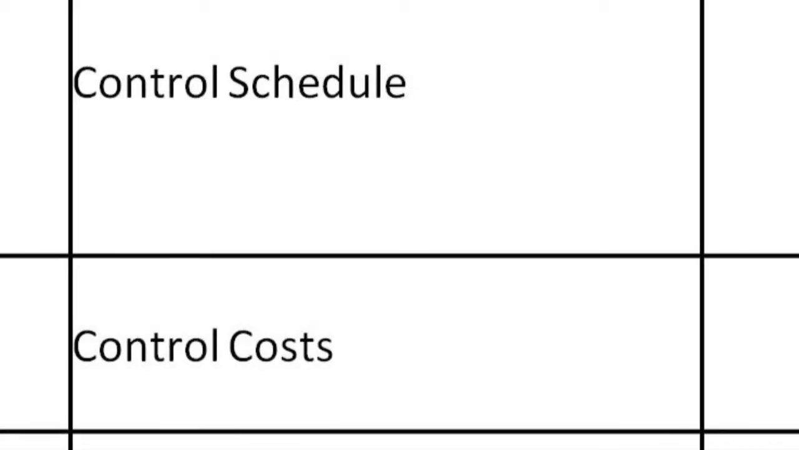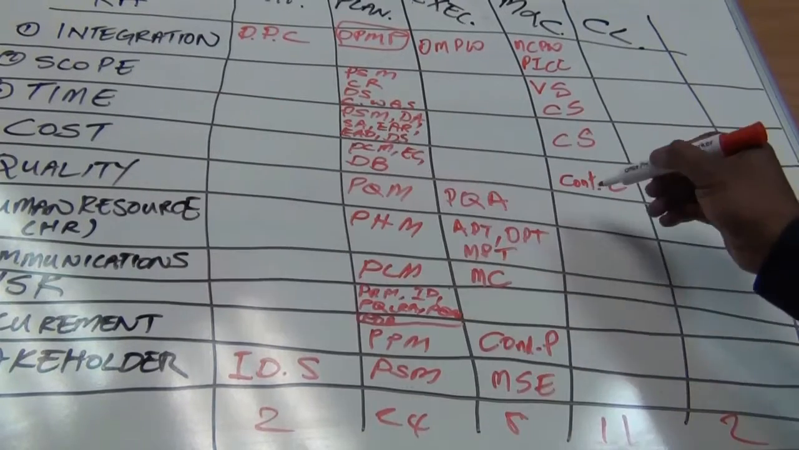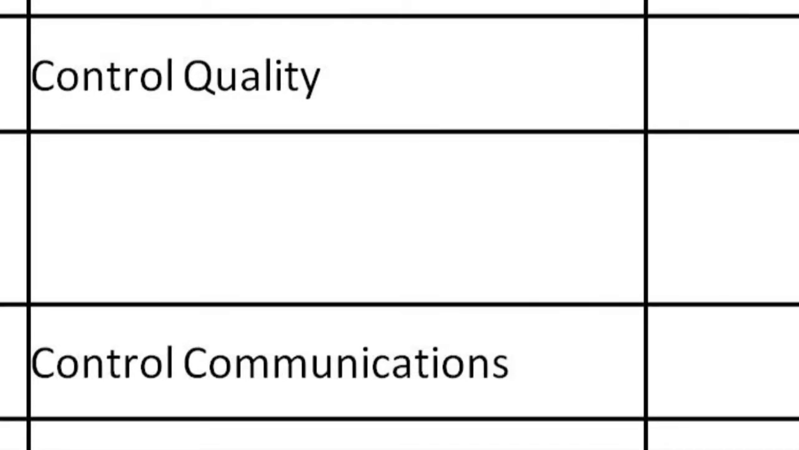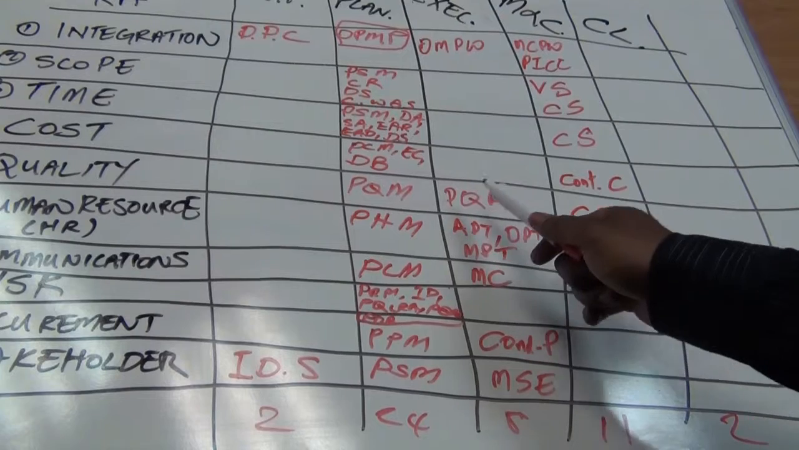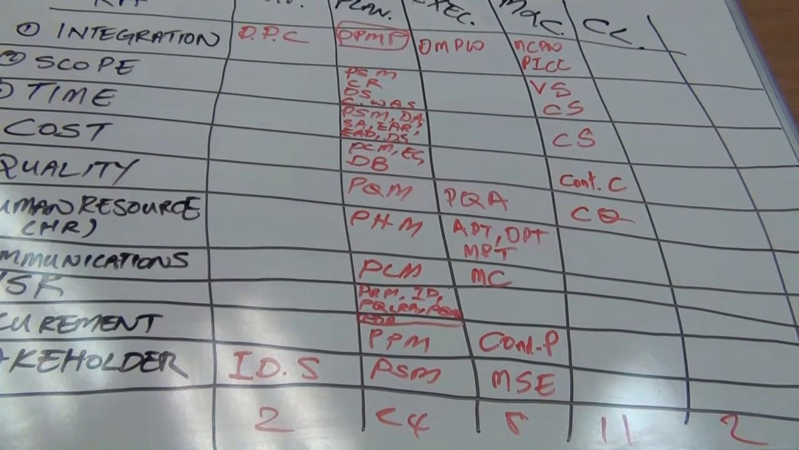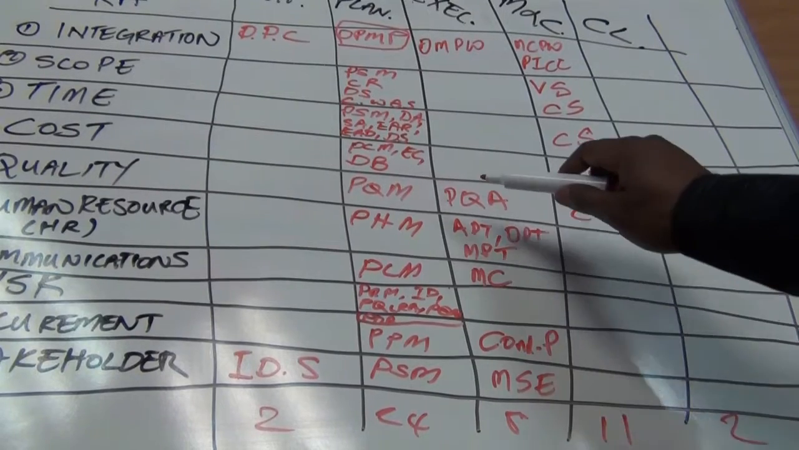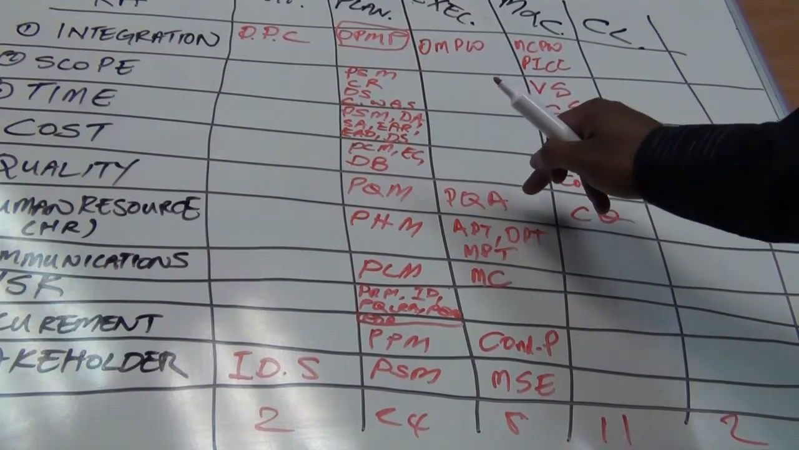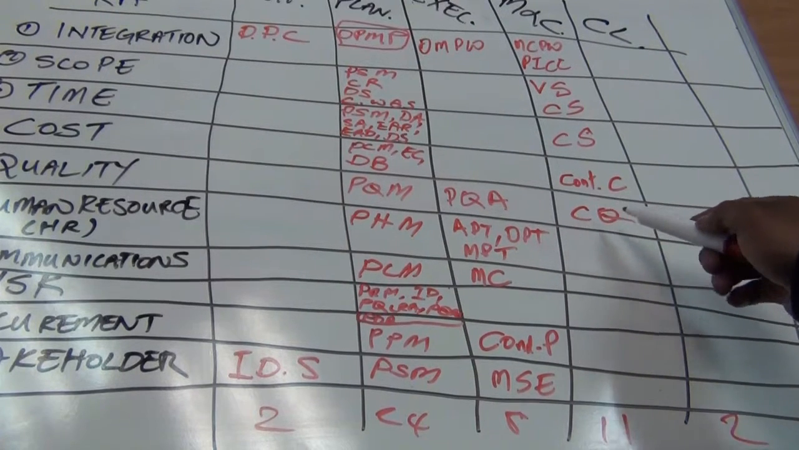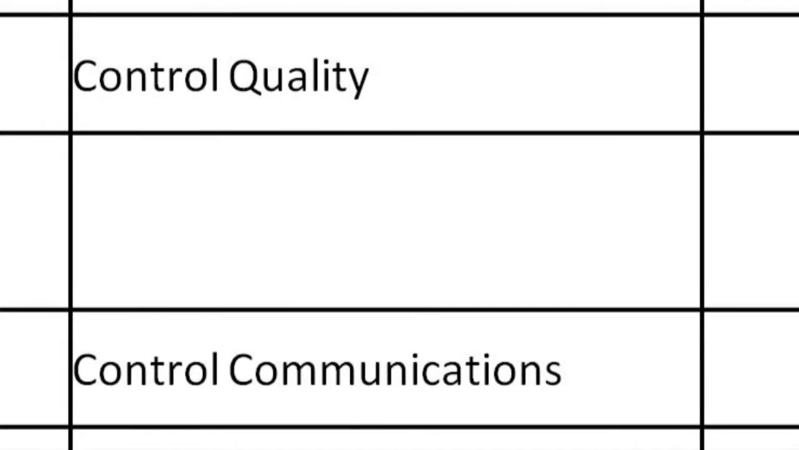Next, under quality management, we have control quality. And control quality is different from perform quality assurance. Perform quality assurance is different from control quality in that perform quality assurance deals with the process. Control quality deals with the product.